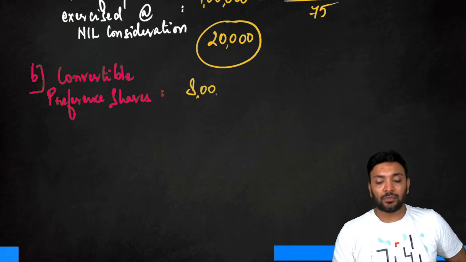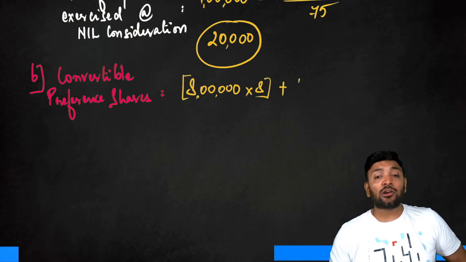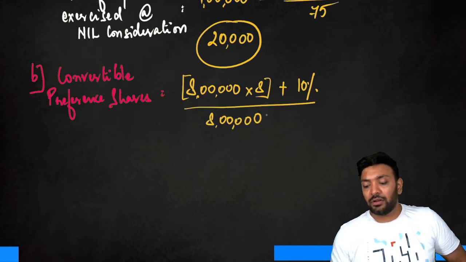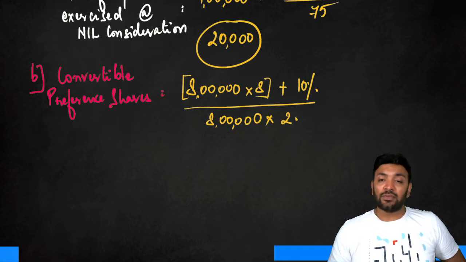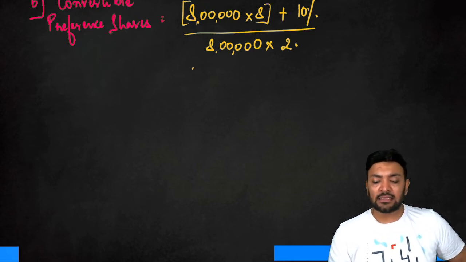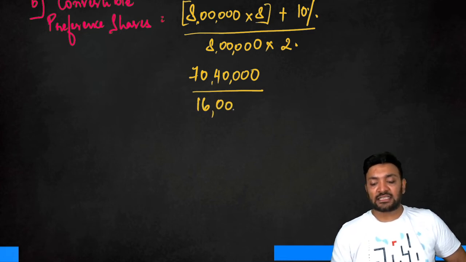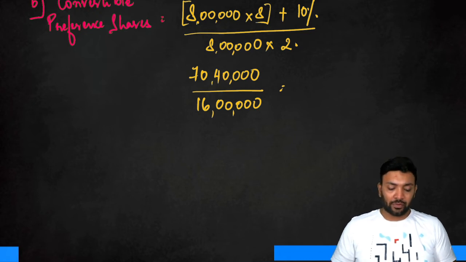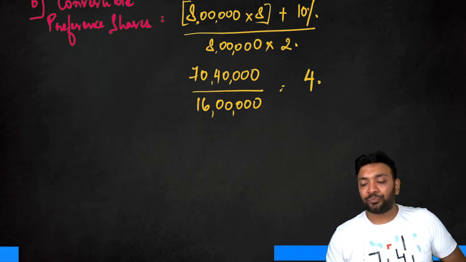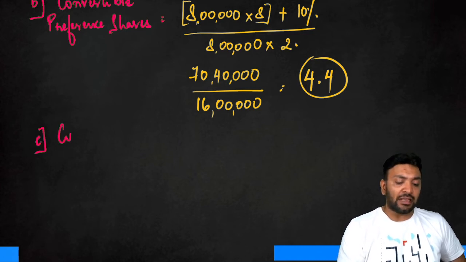8 lakh preference shares, each entitled to receive a dividend of 8 rupees, with applicable corporate dividend tax of 10%, divided by 8 lakh preference shares, each entitled to receive 2 equity shares. Solve this: 8 lakh into 8 rupees is 64 lakhs, plus 10%, that is 6,40,000, is 70,40,000 rupees, divided by 8 lakh into 2, which is 16 lakhs. 70,40,000 divided by 16 lakhs, the answer is 4.4. Like I told you, it's always greater than 0. The last potential equity share that he has given to us is the convertible debenture.